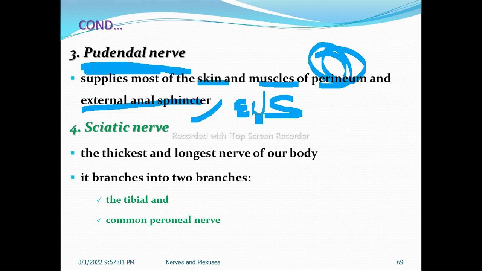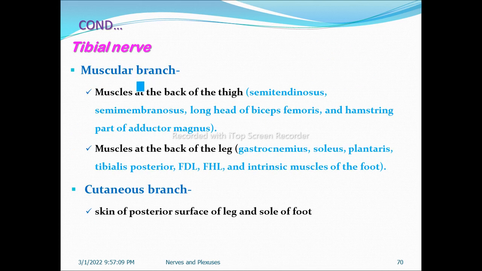The sciatic nerve is the thickest and longest nerve in our body, and it will divide into two branches. One is the tibial nerve, the other is the common peroneal nerve, or common fibular nerve. The tibial nerve will give a muscular branch to the back of the thigh muscles. The back of the thigh muscles are the hamstring muscles like semitendinosus, semimembranosus, the long head of biceps femoris, and the hamstring part of adductor magnus, which get their motor branch from the tibial nerve, and also the muscles of the back of the leg.